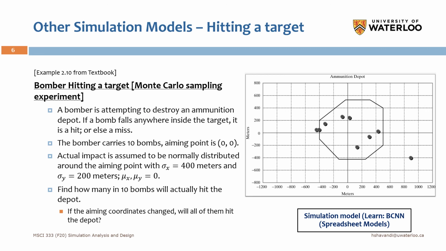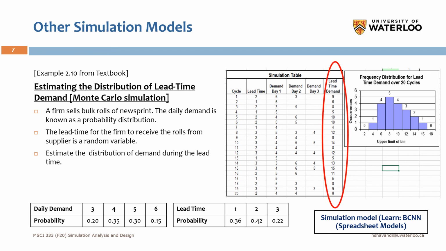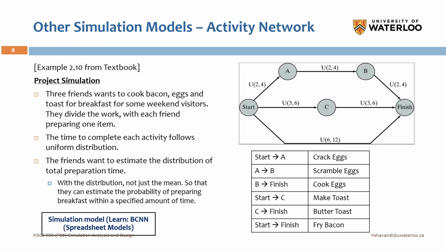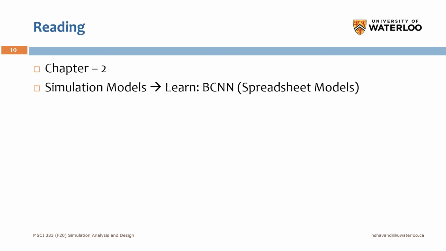So the rest of the models here, hitting a target, estimating the distribution of the lead time demand, which is a Monte Carlo simulation, and a project network, activity network, these three models will be covered in the tutorial session. So Asal will review all these three models in the tutorial session. Okay, so that's it. We are done on this chapter.